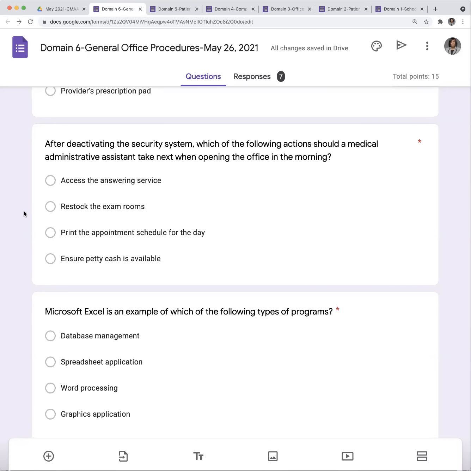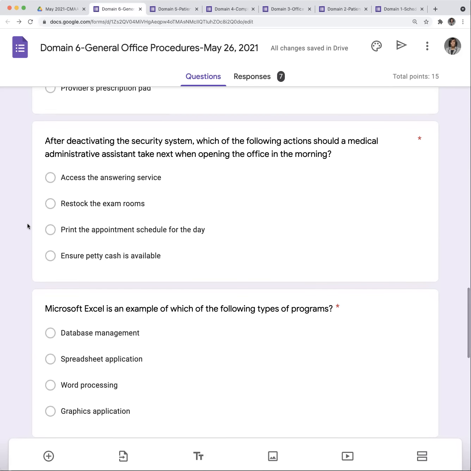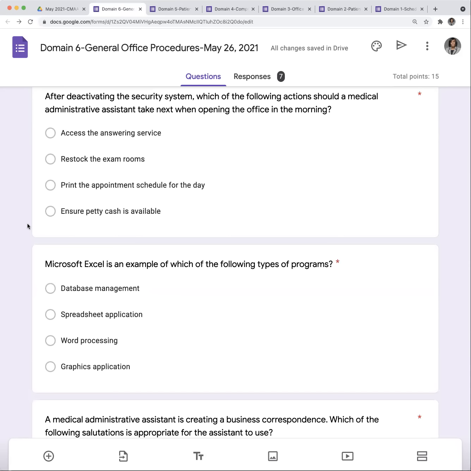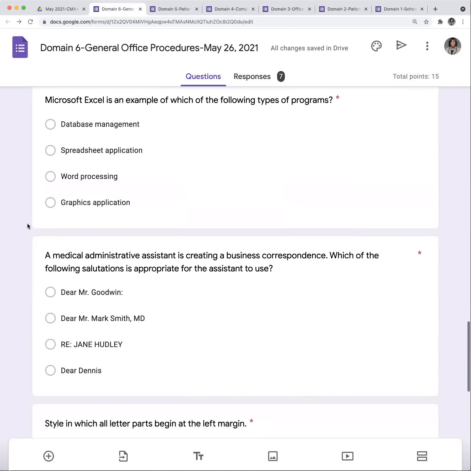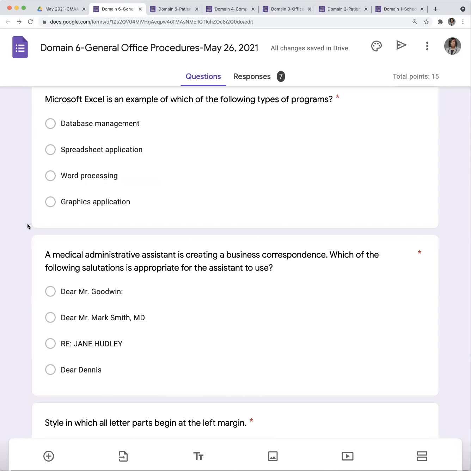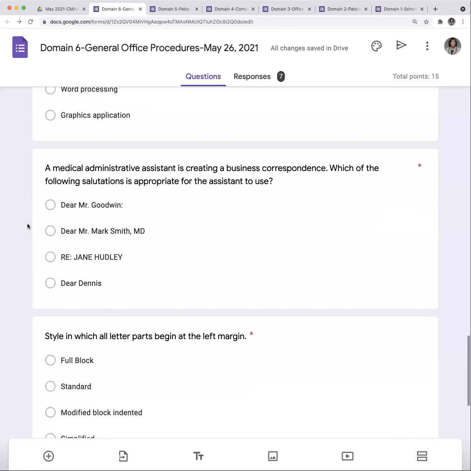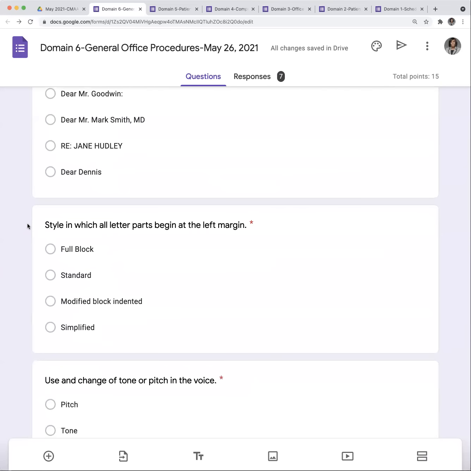Microsoft Excel is what type of program? Spreadsheet. The MAA is creating a business correspondence. Which of the following salutations is appropriate? The first one, dear Mr. Goodwin. Style in which all letter parts begin at the left margin. Full block.